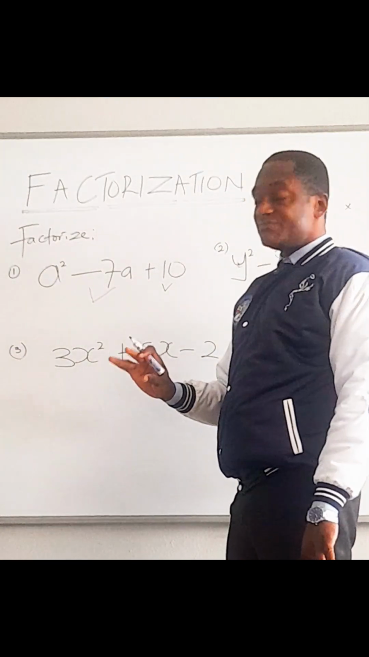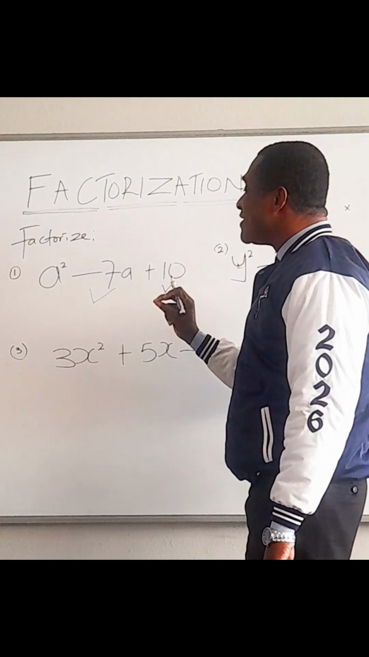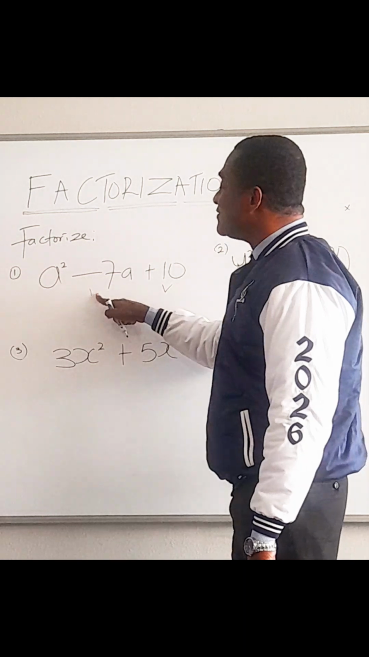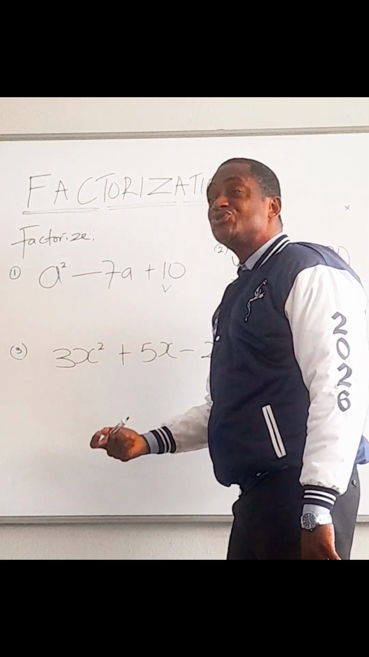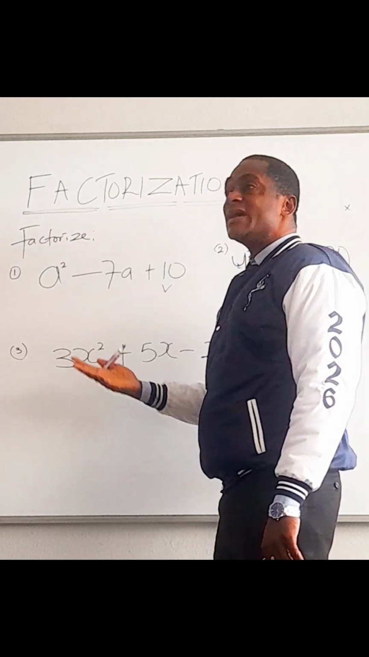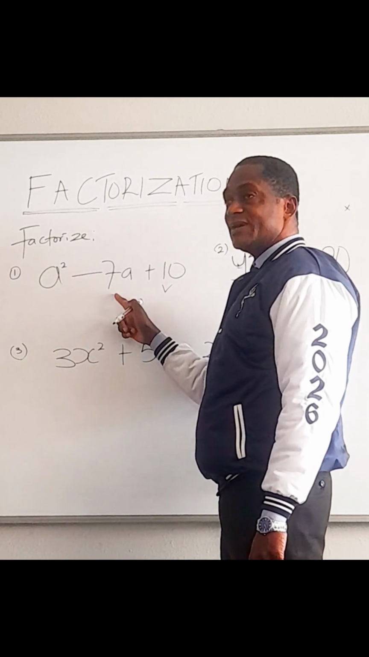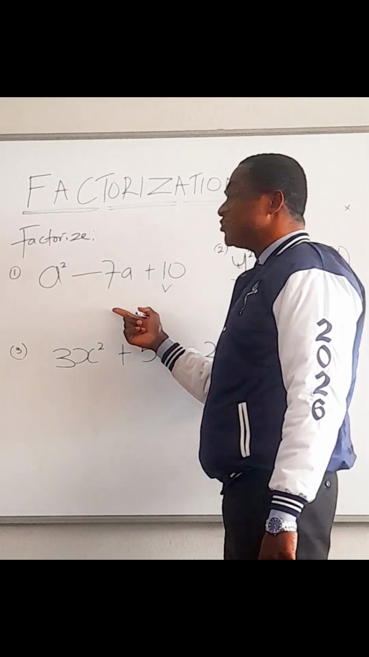I will show you the second method when we get to the third question also, but I want to use this. We always check two numbers that when we add them, it gives us this middle number, which is -7. What are those two numbers that we can add? We can add -3 plus -4. It gives us the middle number. -6 plus -1 also gives us the middle number.